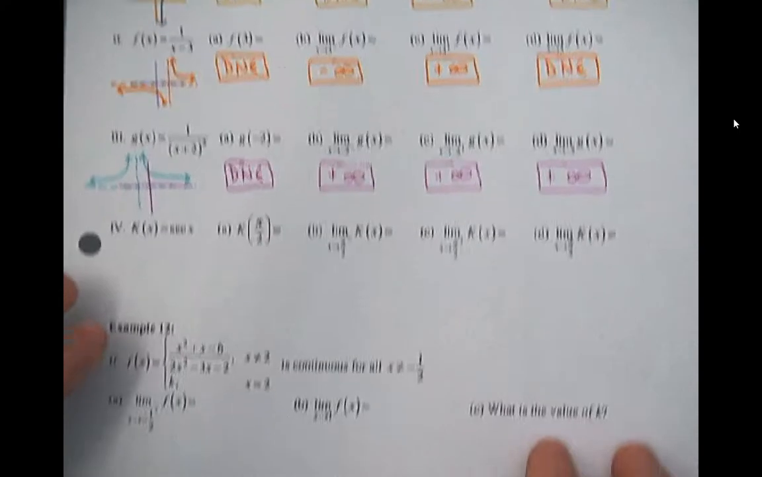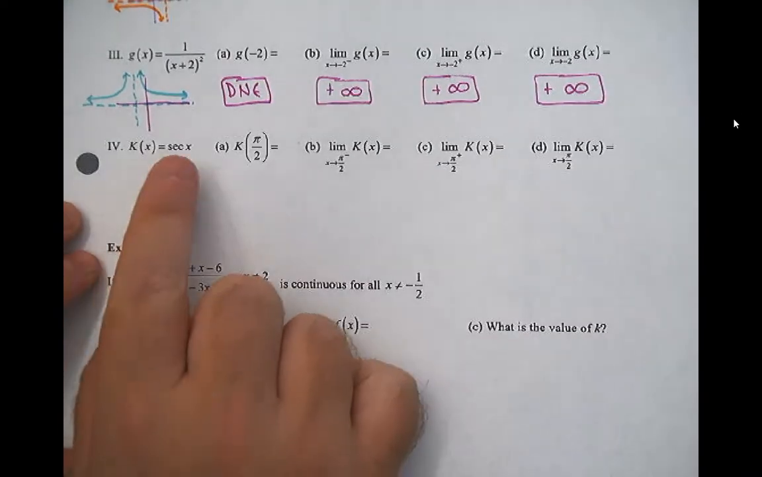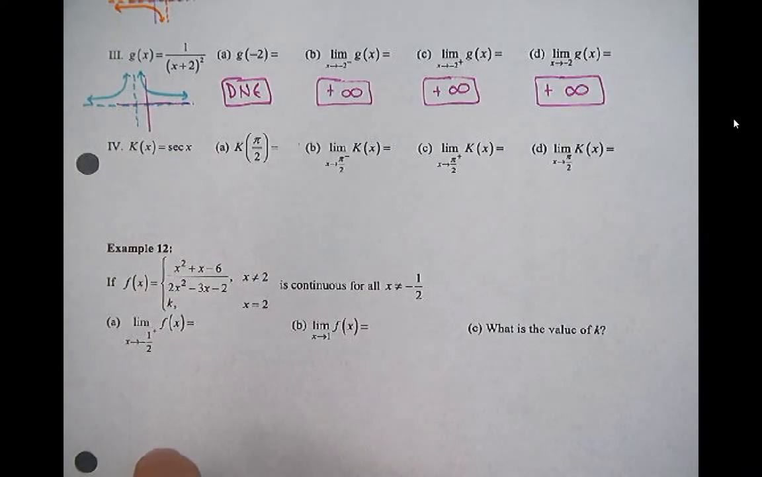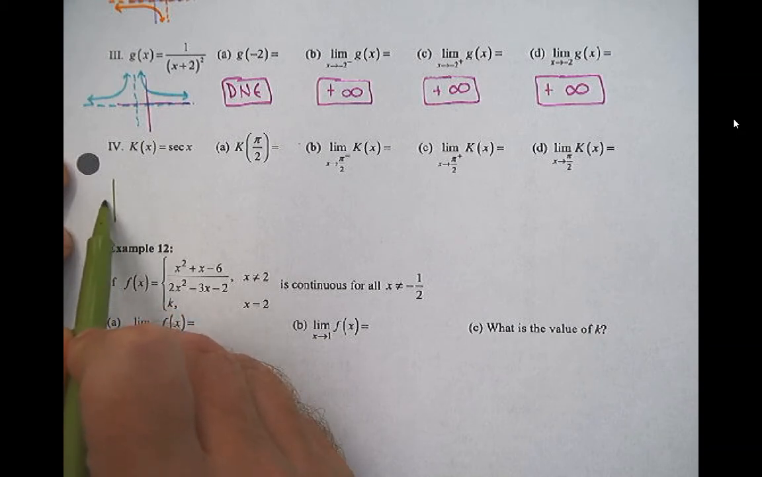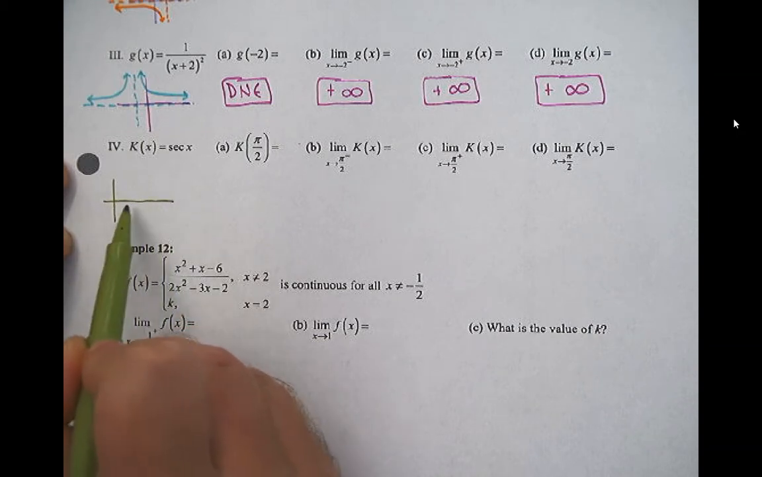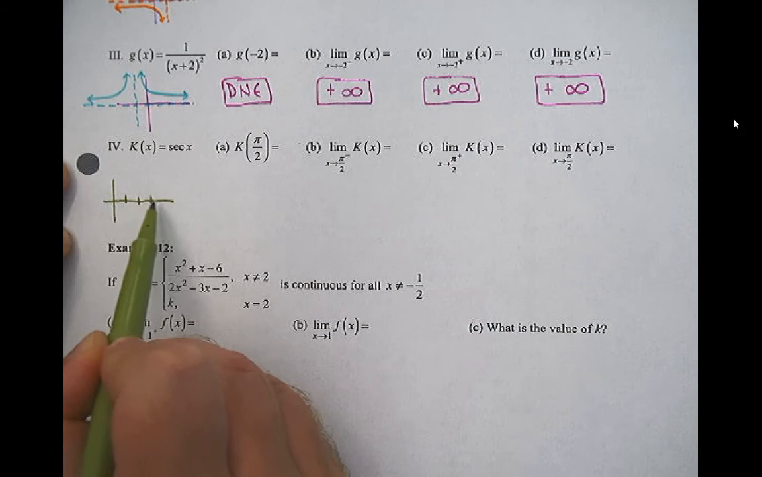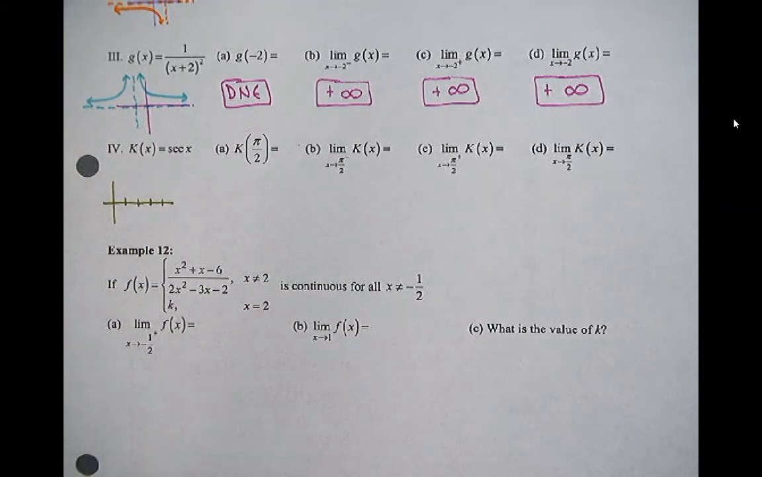All right, now this one's going to take some doing. So I'm going to review with you how to sketch secant of x. Let's go ahead and get a little grid going here. When you do trig, usually you just want to go forward. I'm going to put in 4 tick marks, and I'm going to encourage you to graph.